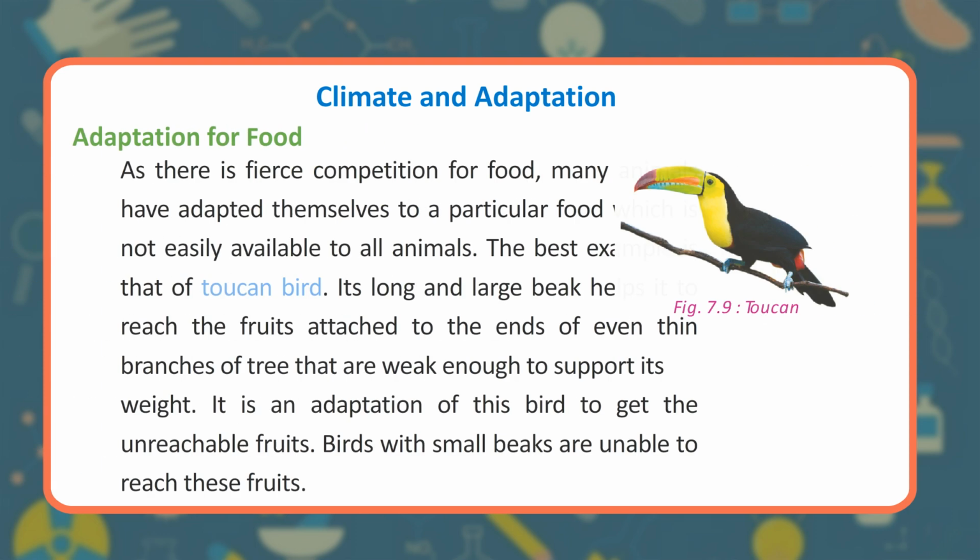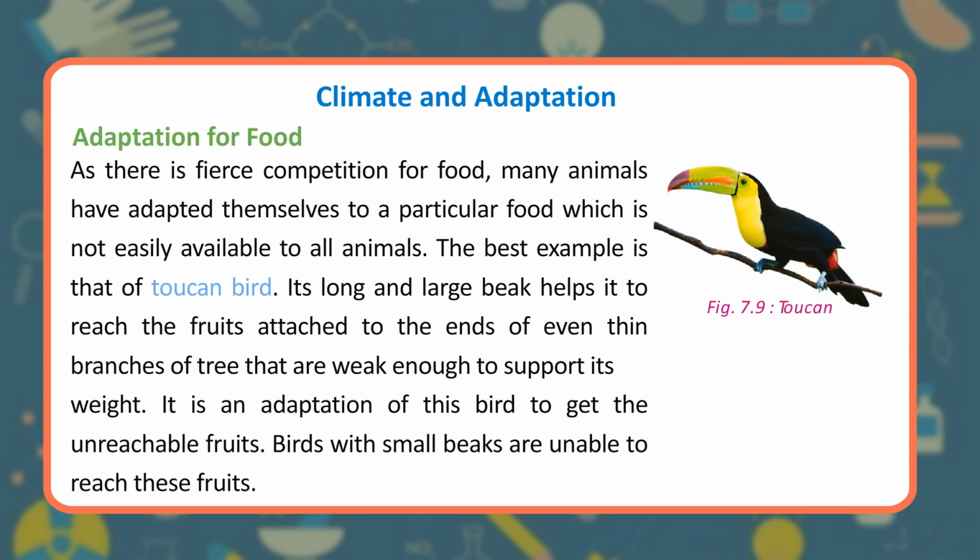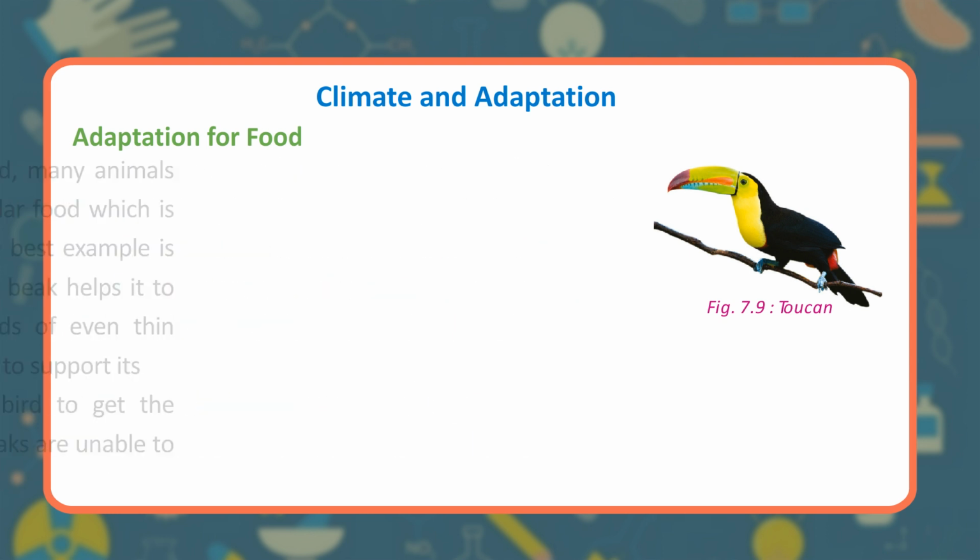Adaptation for food. As there is fierce competition for food, many animals have adapted themselves to a particular food which is not easily available to all animals. The best example is that of toucan bird. Its long and large beak helps it to reach the fruits attached to the ends of even thin branches of tree that are weak enough to support its weight. It is an adaptation of this bird to get the unreachable fruits. Birds with small beaks are unable to reach these fruits.